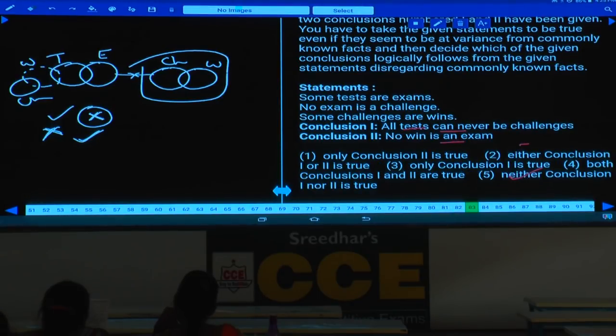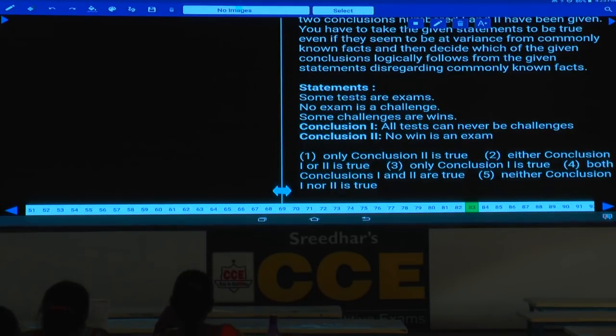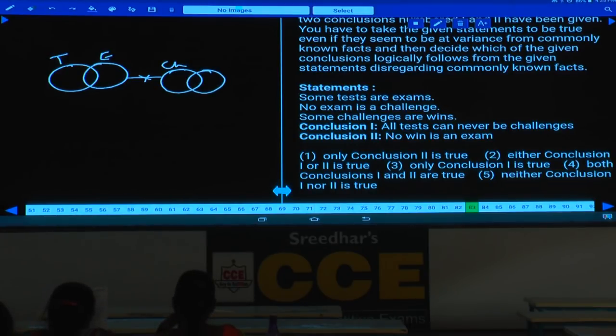Next, question number 83. Now in this question number 83, again it is based on the same statements. Some tests are exams, no exam is a challenge, no intersection between exam and challenge, and some challenges are wins. Then first one, all tests can never be. Now can stands for a possibility. And the next one, no win is exam, definitely true. First one is a possibility, second one is definitely true.